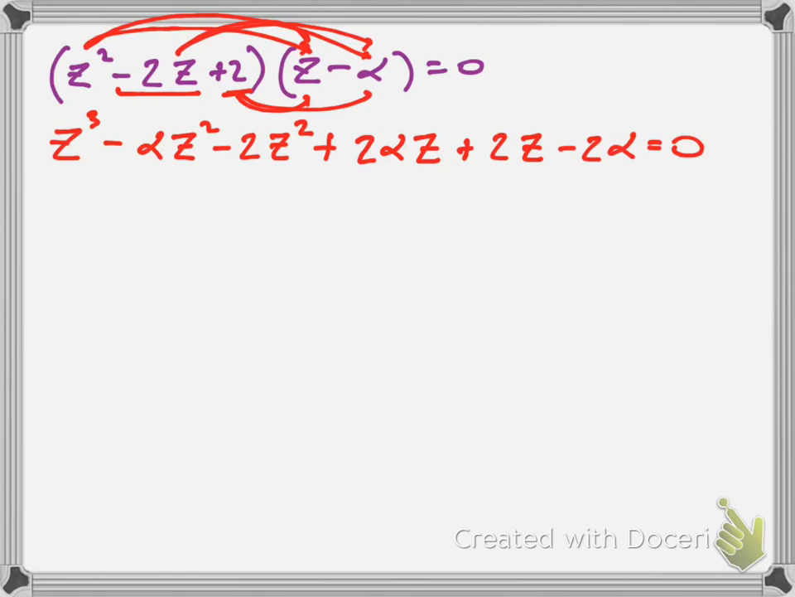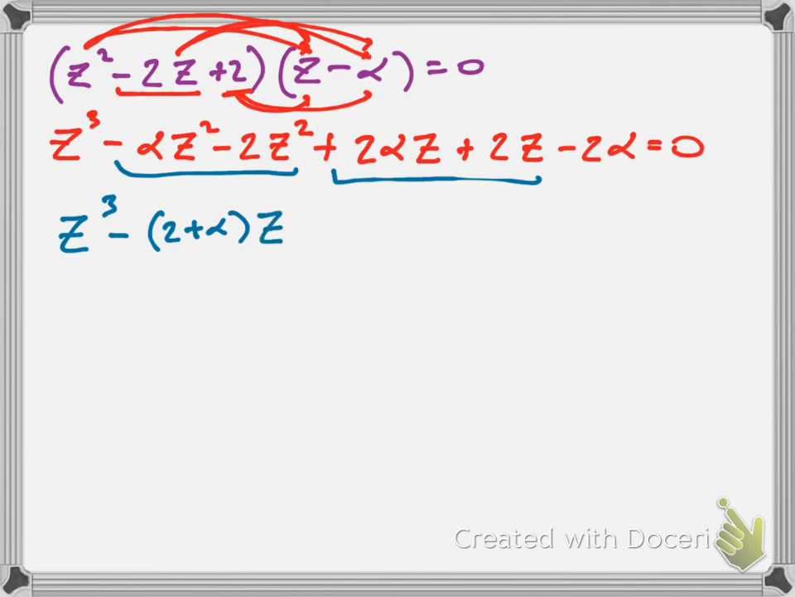So what we do next is we combine the like terms. There's a z squared and a z squared, and there's a z and a z, and so we end up with z cubed, minus alpha minus 2, which is minus 2 plus alpha, z squared, plus 2 plus alpha z. Opening the bracket, you end up with 2z plus alpha z, minus 2 alpha, equals 0.